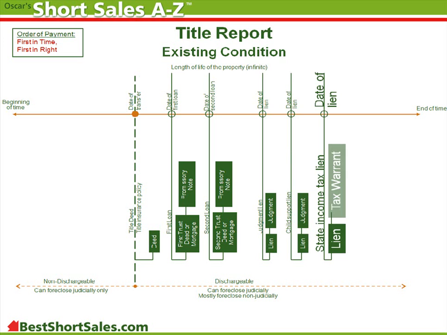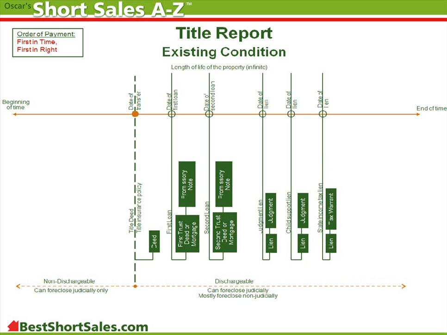The tax warrant will obligate the homeowner. State income taxes are not property taxes. They tend to be junior liens. Chances are that if the homeowner has problems with state taxes, most likely they have problems with the IRS too. If this problem grows, the IRS will attach a tax warrant lien to the property.